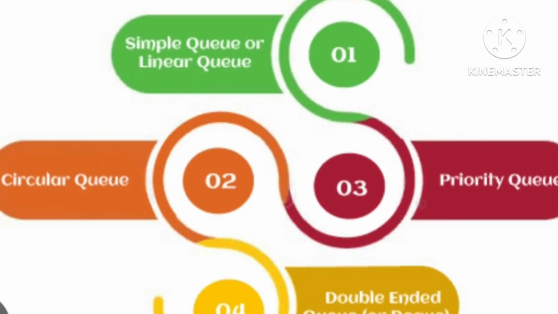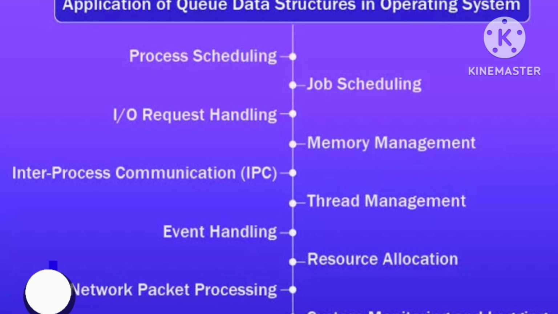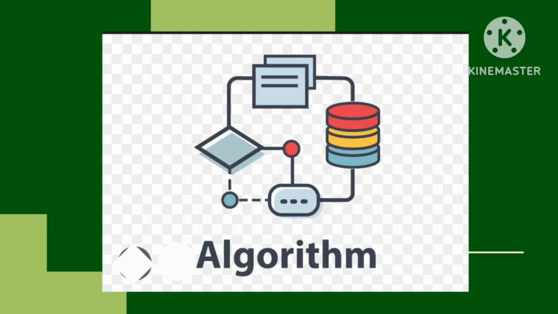Queues are of four types. First is linear queue, second is circular queue, third is priority queue, and fourth is double-ended queue. Considering the application of queues, practically they are used or implemented in programming code of operating systems for process scheduling, job scheduling, memory management, event handling, and various other fields in computers.